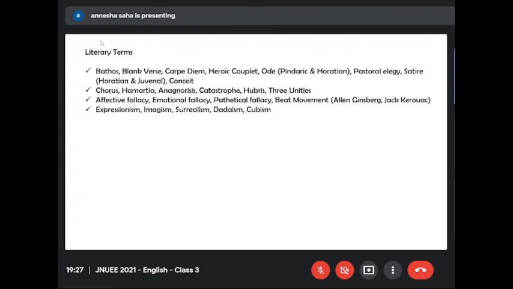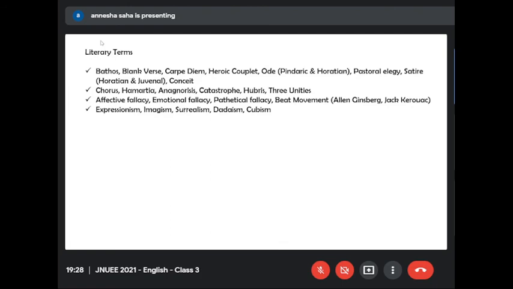From drama, of course, a few terms that people could look at are chorus, hamartia, anagnorisis, catastrophe, hubris, and the three unities. But one other thing that I would suggest for these technical terms associated with drama is that you could go and read up Poetics. If you do read that, then I think conceptually you are all set for any literary term that comes out of drama. It should really help you.